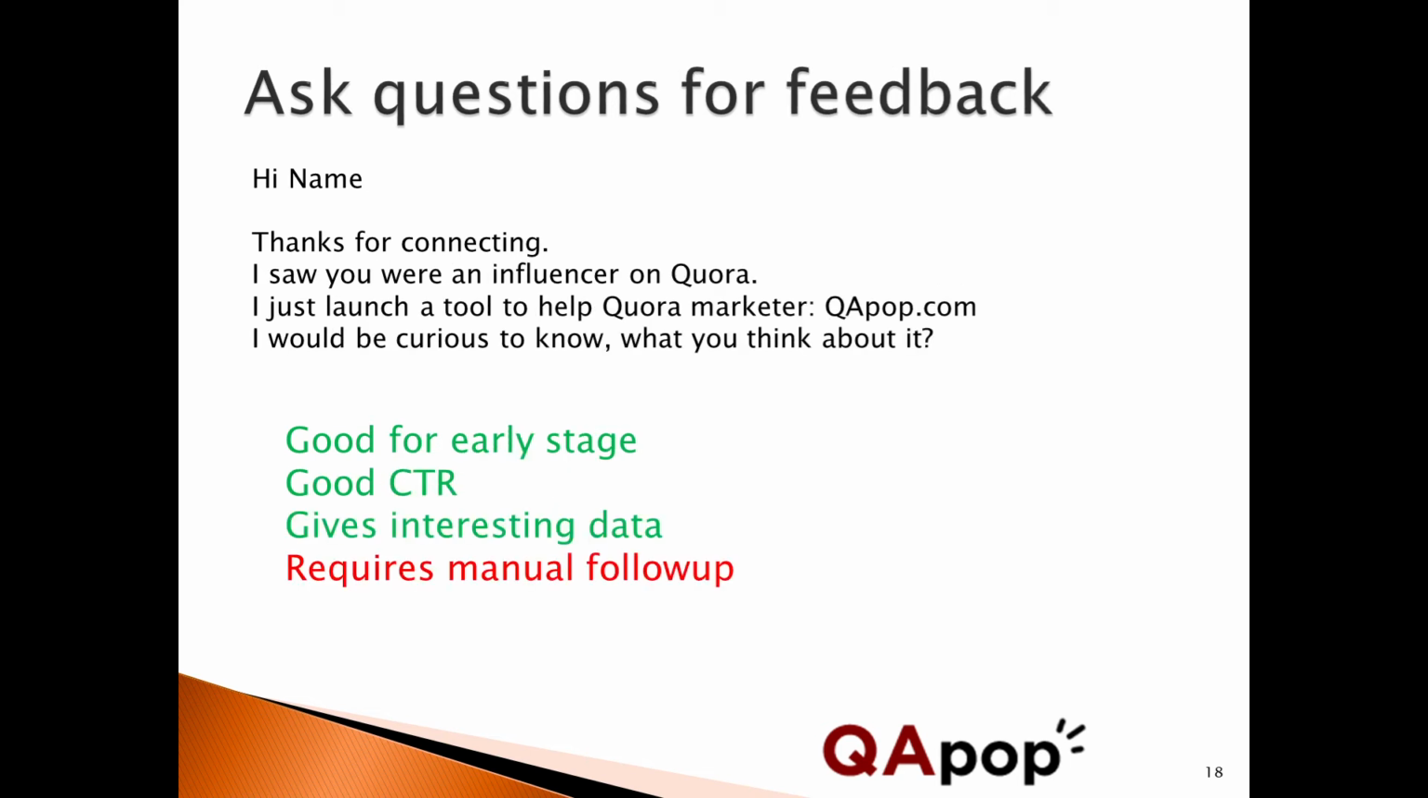Another way you can get very good response is simply to ask for feedback. This works very well combined with the targeting based on hashtags. This is a copy from a campaign that I'm actually running right now for my service, which is data mining for Quora. We are targeting people who are active on the hashtag Quora on LinkedIn. We play a bit on the ego: we say, hey, I saw you were an influencer on Quora, so people are happy that we acknowledge their skill.